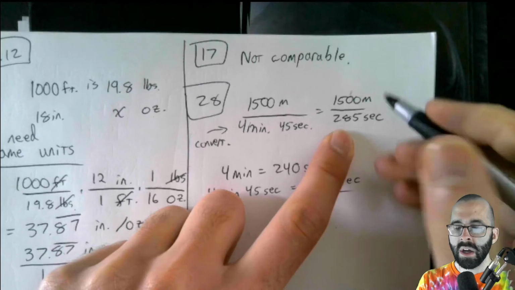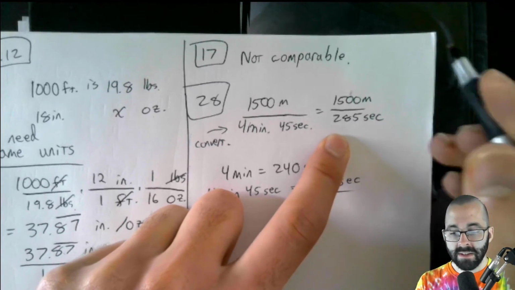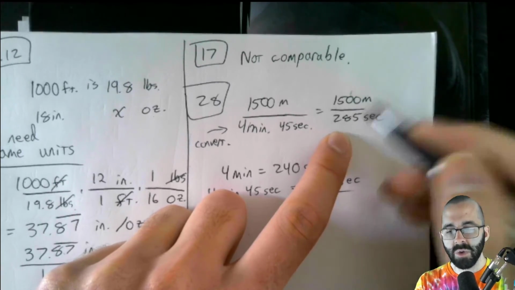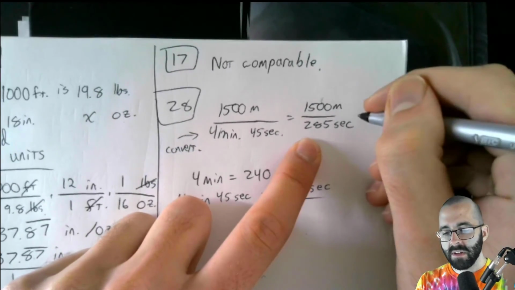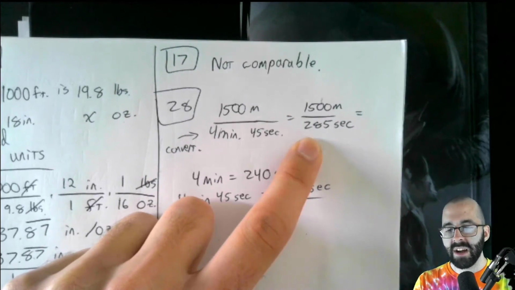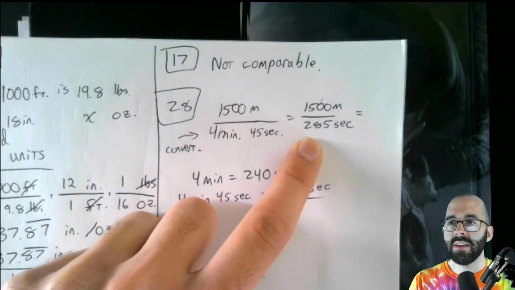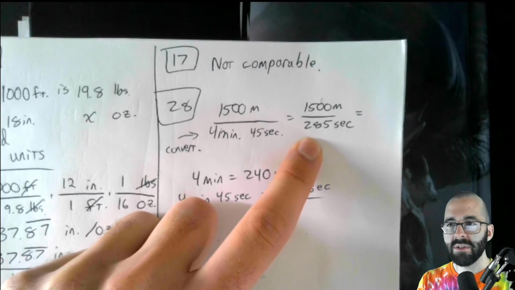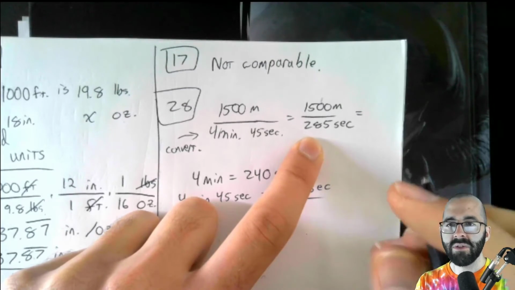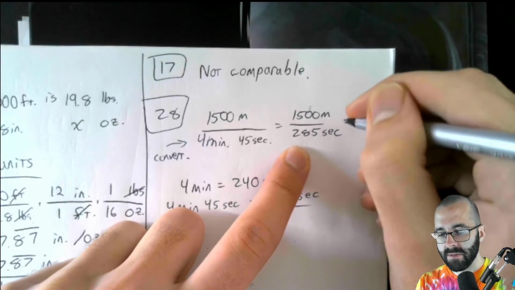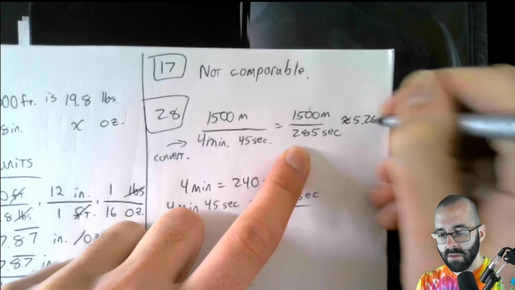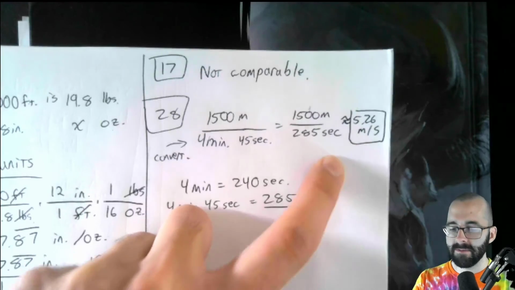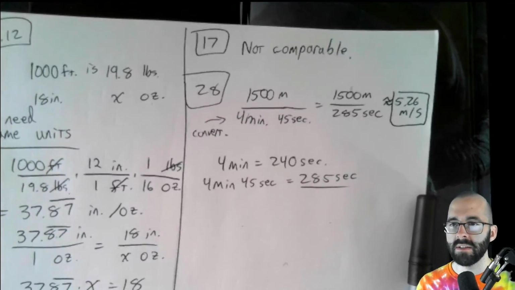So to turn this into a unit rate, we want this denominator to be 1. So we'll divide the top and the bottom by 285. If we divide the top and the bottom by 285, the bottom is now just 1, and the top is 1,500 divided by 285, which is about 5.26 meters per second. And that is our unit rate here. That is his speed.